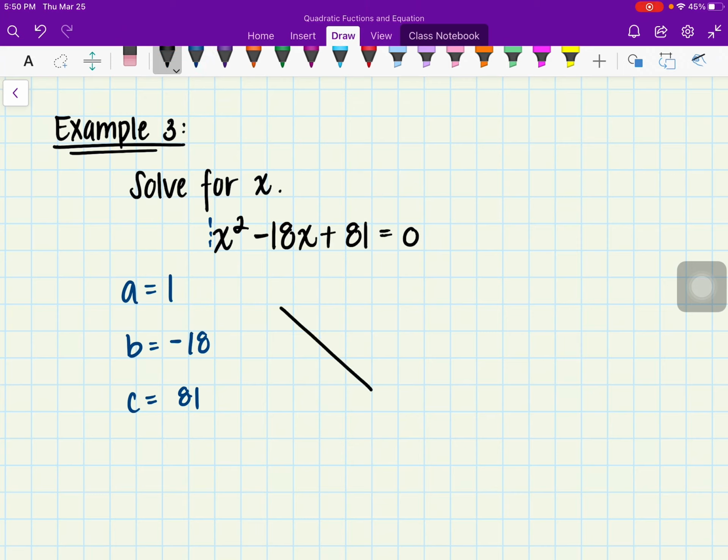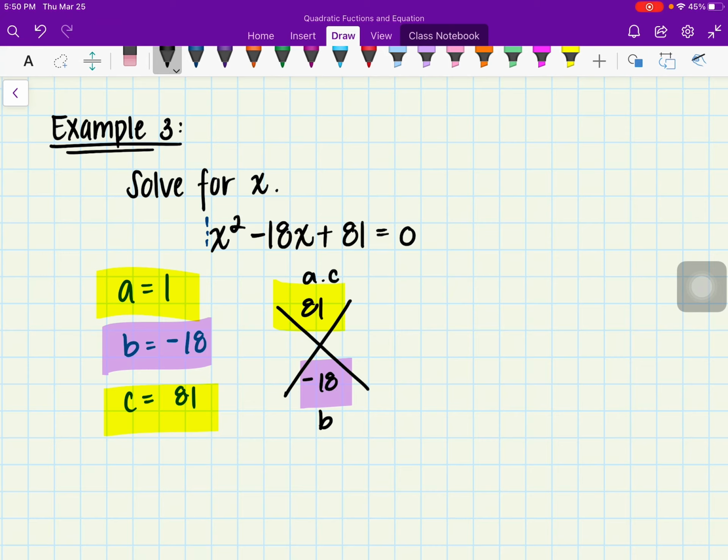So let's go ahead and build our diamond here, guys. We have a times c on top, and we have b on the bottom. A times c in this case, guys, we would get 81. So a times c here is 81. And our b value in this case is negative 18, so that's what we're going to go ahead and write there.